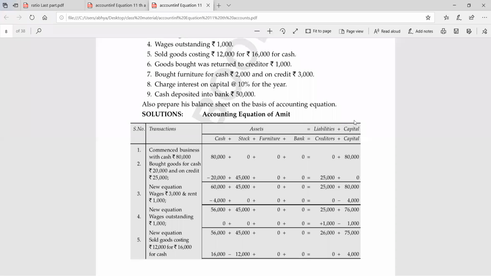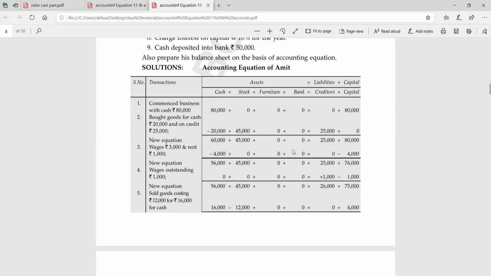furniture, no change, bank balance, no change, creditors 25,000, outstanding expenses 1,000. I told you earlier that you have to make a separate column for it. So outstanding expenses 1,000 and capital 79,000. So check whether both sides are equal or not.